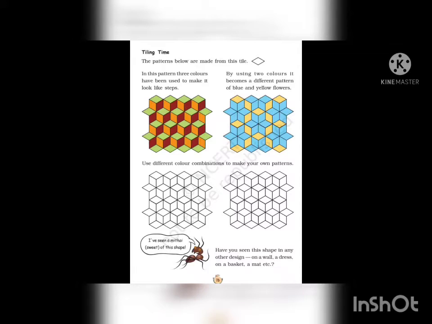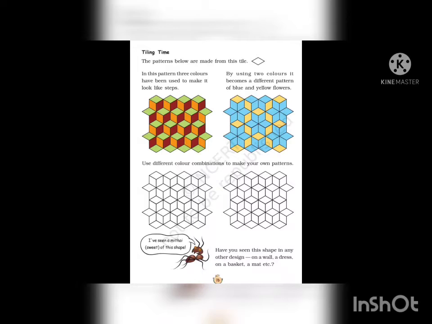Tiling time. The patterns below are made from this type. So here a shape of a tile is shown, and we have been told that the patterns given below are made up of this tile. In this pattern, three colors have been used to make it look like steps. So here in this pattern you can see three types of colors have been used to make it look like steps. Steps means stairs.